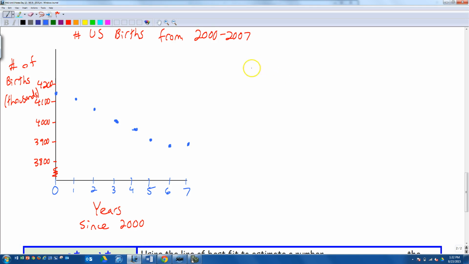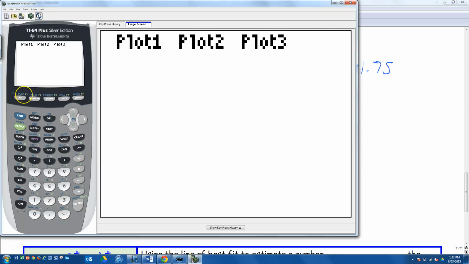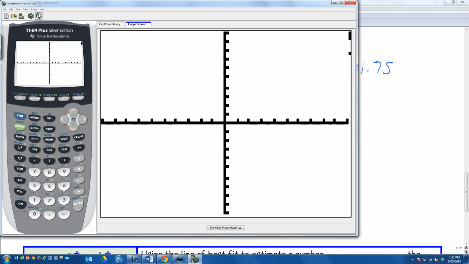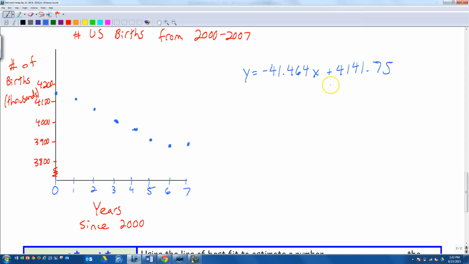So I'm going to write down that I got an equation of y is equal to negative 41.464x plus 4141.75, and that is the equation. Again, what I did with that y1 thing, if you go to y equals now, notice how that exact equation is in there, and you can then graph it if you had a graph, but you'd have to change your window and all that. So we're not going to really worry about that right now. So I have that. There's my equation. So this is B. I'm approximating the line of best fit. You don't have to draw it. I just want the equation.